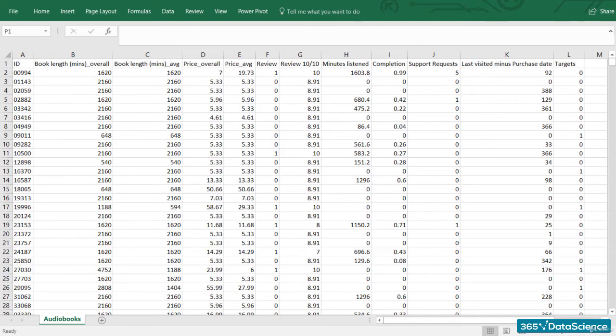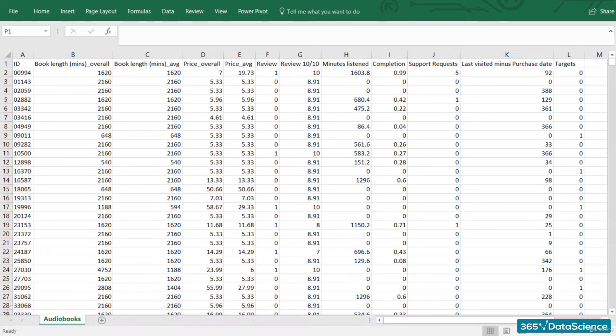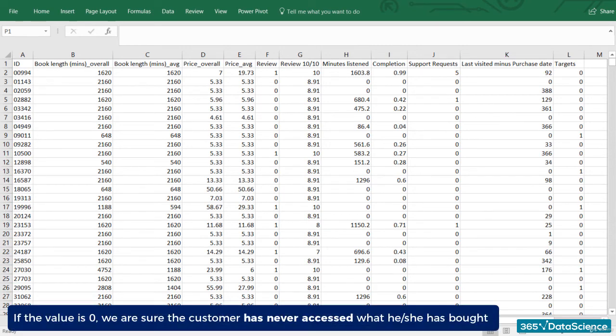Finally, we have a variable measuring the difference between the last time a person interacted with the platform and their first purchase date. That's yet another measure of engagement. The bigger the difference, the better. If a person engages regularly with the platform, this difference will be bigger. Thus, the customer is likely to convert again. If the value of this variable is 0, we are sure the customer has never accessed what he has bought. Or perhaps he did it on the first day only, so it is unlikely he or she will convert again.